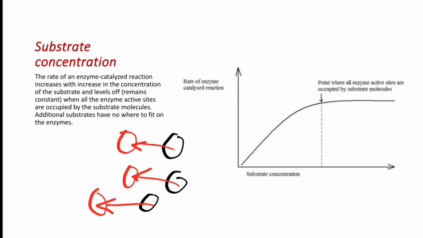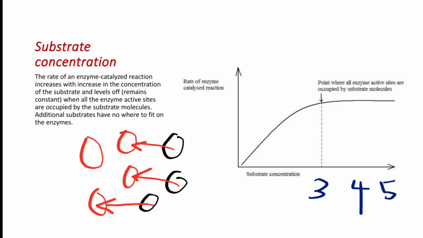But if we introduce another substrate, it will find that the active sites are occupied by these other substrates. So it won't find any free enzyme which can act on it. Therefore, the reaction will remain constant. So meaning, after three substrates, if we introduce another substrate, which is a 4th, nothing will happen. If we introduce the 5th substrate, nothing will happen.